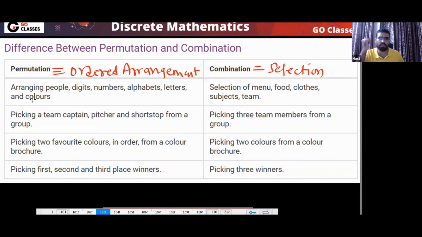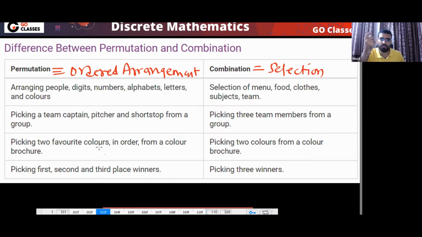So you can notice, for example, if you want to arrange people, digits, numbers, so this is your permutation. This is the example of permutation, because you are arranging them. Like picking a team captain, right? So here order will matter, yes or no? Captain, vice captain, and bowler, whatever. Okay, so this is the idea.